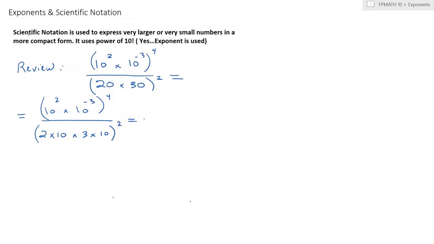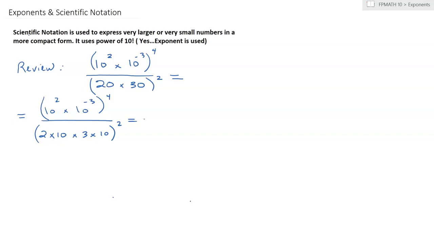By the way, this is only one way of doing this. You could start tackling the top first, then manipulating the denominator, and that's okay. But I'd rather do everything at once so that everything is written in the same format. Then we can go through and actually deal with the exponent laws.